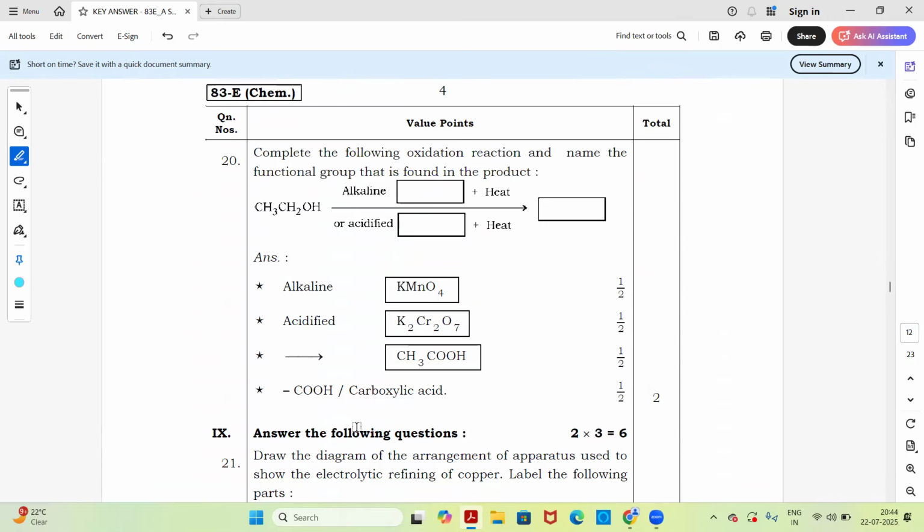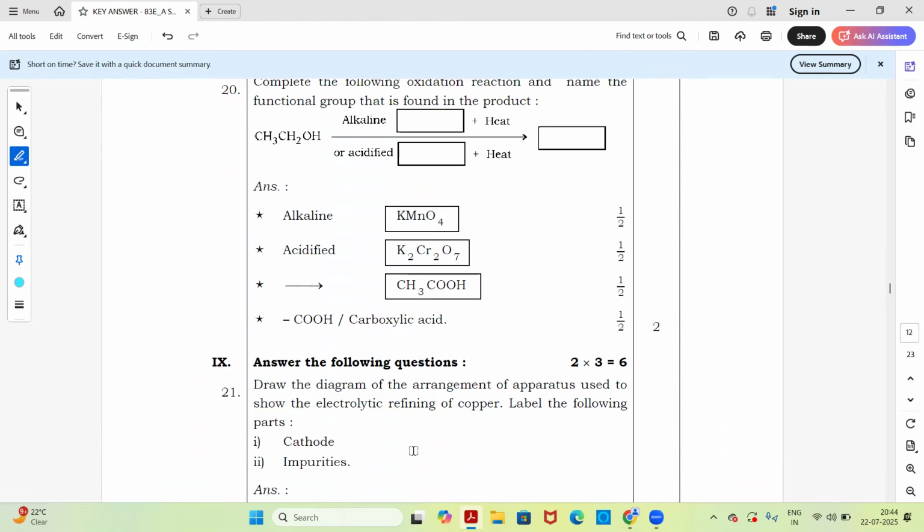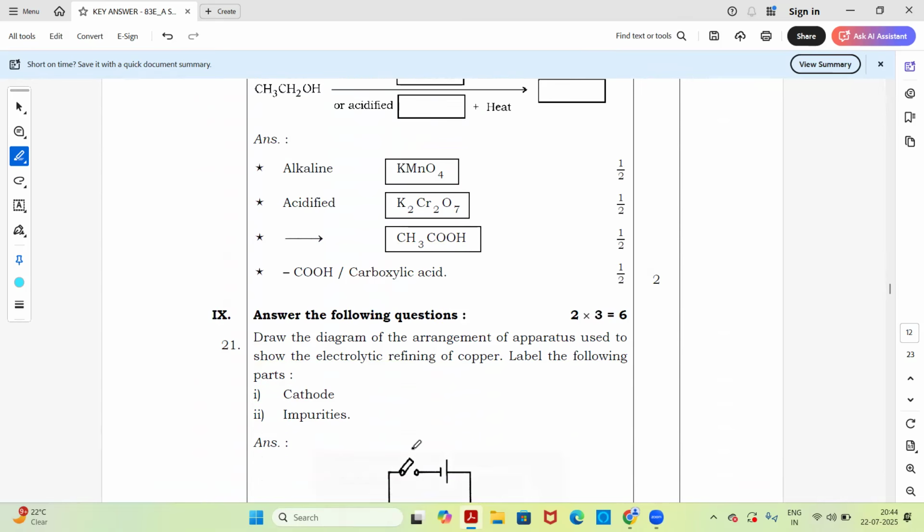Complete the following oxidation reaction and name the functional group that is found in the product. So you have to complete this reaction. Answer is given here. You can look at it. I hope you are getting your understanding of what sorts of questions are asked. So you can prepare yourself.